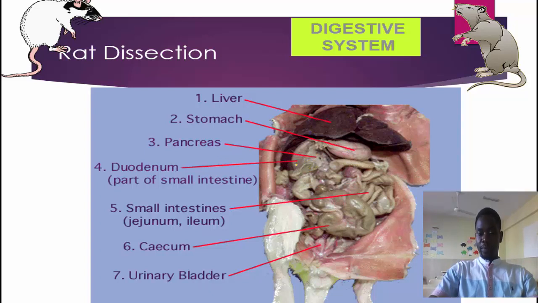We have the duodenum down here, which is an extension from the stomach and is part of the small intestine as well. We also have the small intestine here, which comprises the jejunum and the ileum, the section responsible for absorption of food substances. We also have the cecum, and the urinary bladder down at the bottom. So these are the general structures of a digestive system.